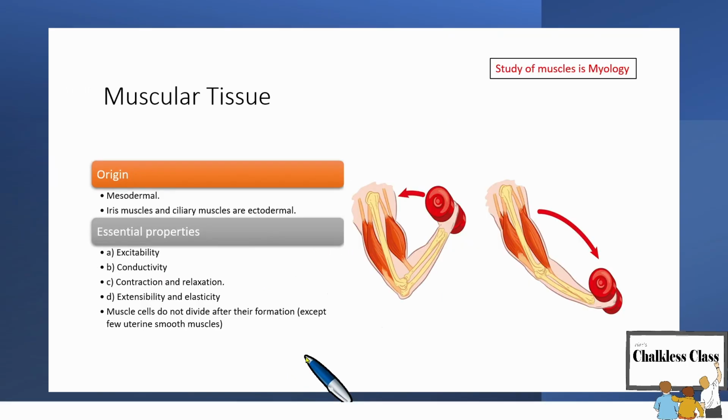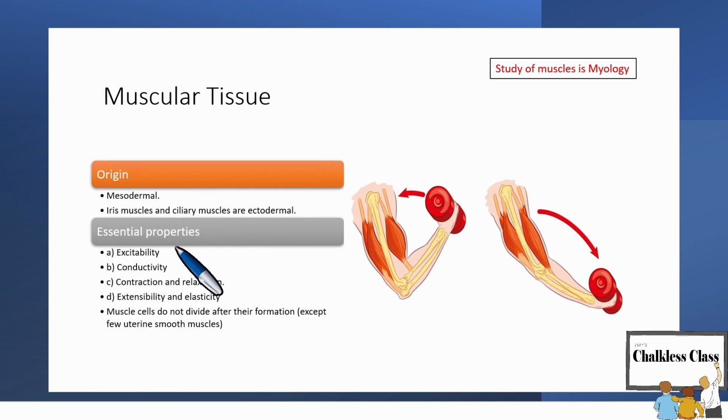Let us understand the characters of the muscular tissue. You know that the study of muscles is called myology, and these muscles are formed from mesoderm. For this there are some exceptions. Iris muscles, ciliary muscles, and erector pili muscles are ectodermal. Except these, the rest of the muscles are mesodermal in origin.